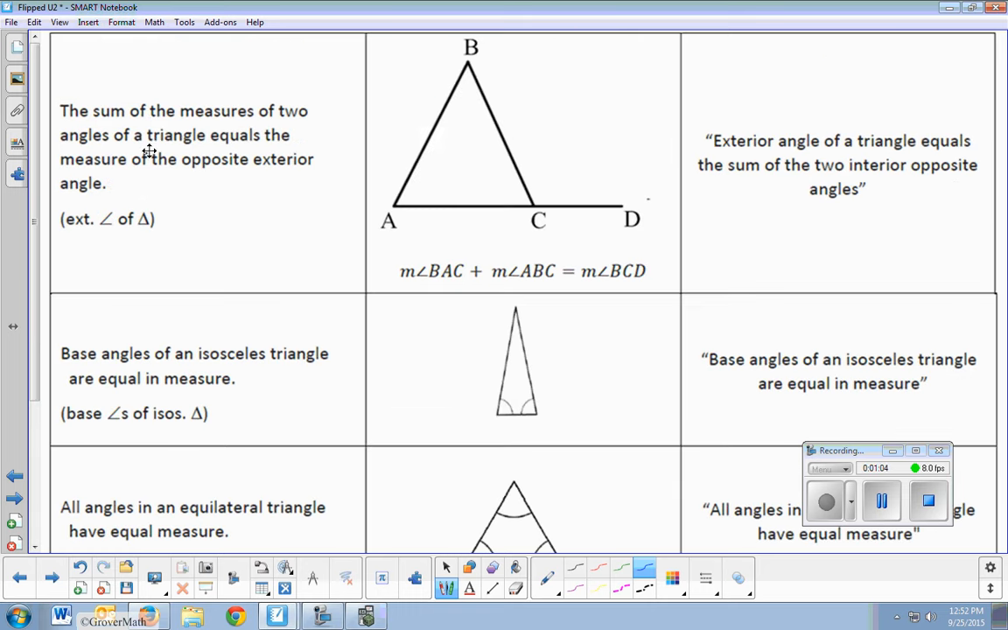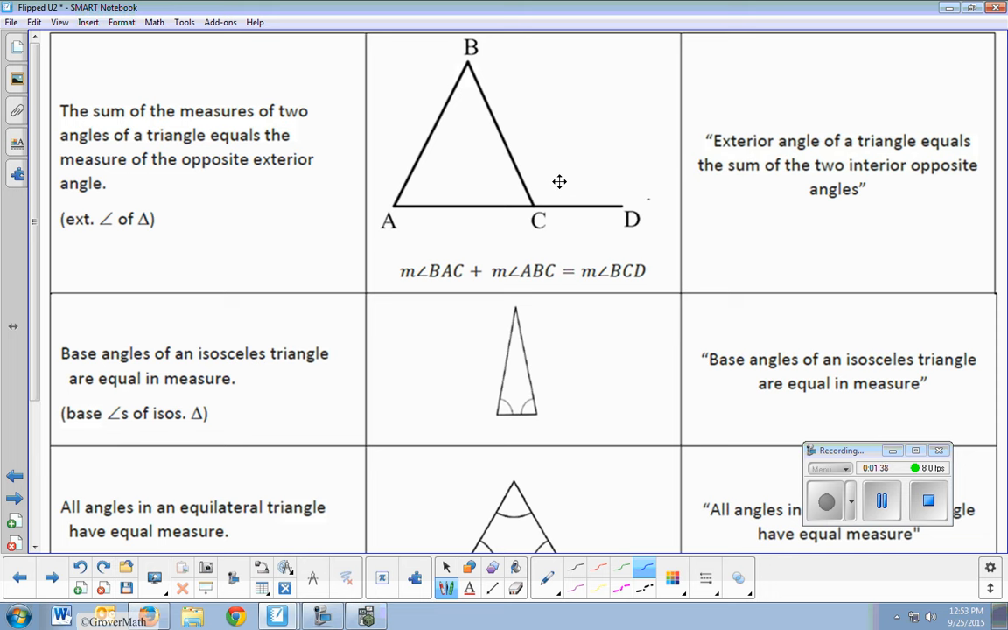The sum of the measure of two angles equals the measure of the opposite exterior angle. This is an important one. The state loves putting this question on our Regents, and basically what it's saying is that this angle here plus this angle here equals this angle here. They say the sum of the measures of two angles, this is actually from the state. I word this a little bit differently myself. I would say the sum of the two interior non-adjacent angles.